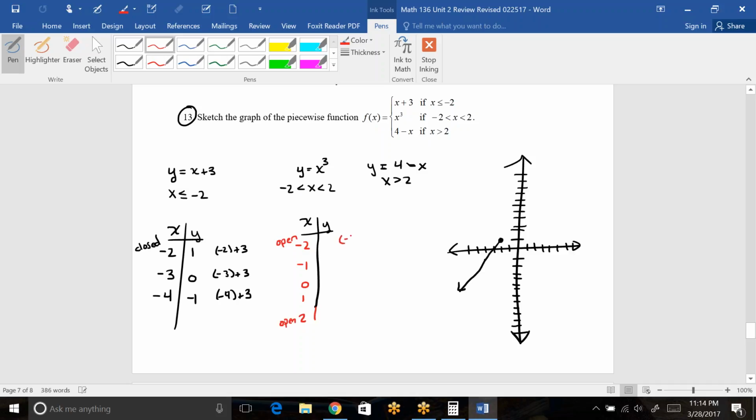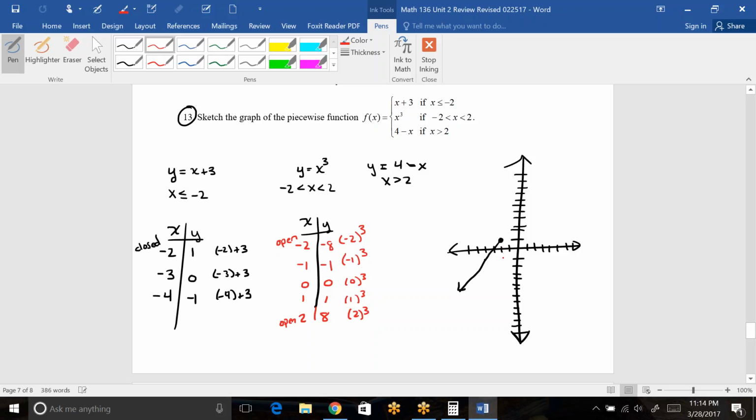So then this is negative 2 cubed, because we're doing x cubed this time, negative 1 cubed, 0 cubed, 1 cubed, and 2 cubed. When you cube a negative 2, you get negative 8. Cubing negative 1 would be negative 1. Cubing 0 is 0. Cubing positive 1 is 1. And cubing positive 2 is positive 8.